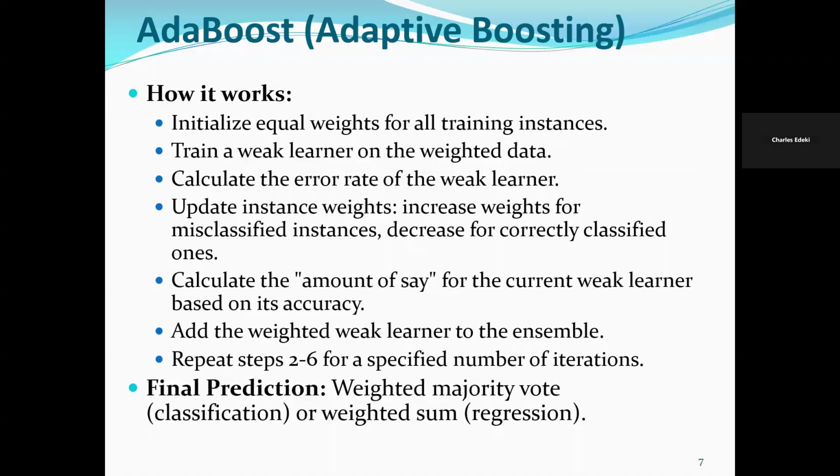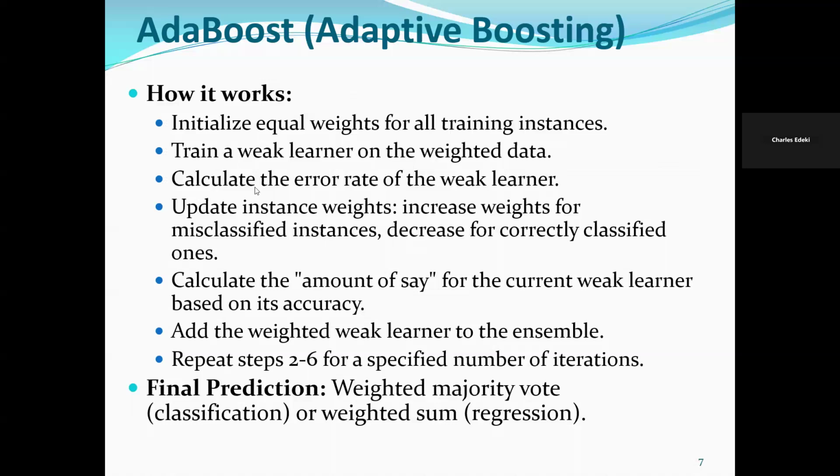First, we train a weak learner. How do we train it? Again, on the current weighted training data. We start, as we said earlier in the first step, with all instances having the same weight. If there are n instances, then 1 over n is the weight of each instance. The goal here, on the current weighted training data, is that the learner tries to minimize the weighted error.